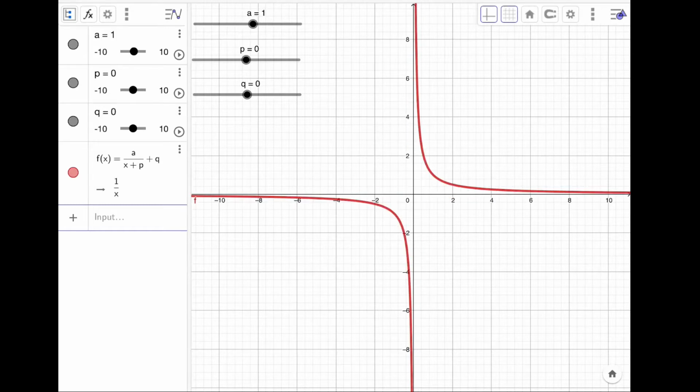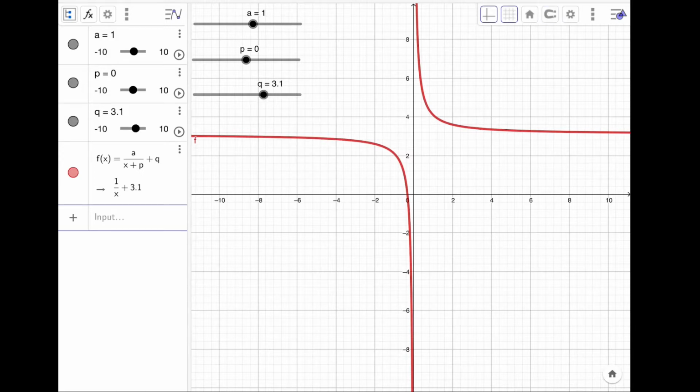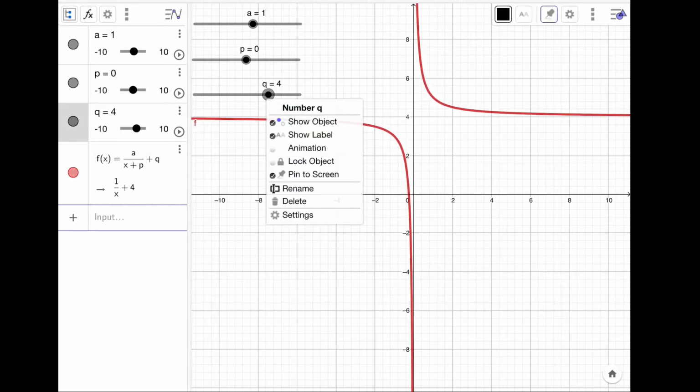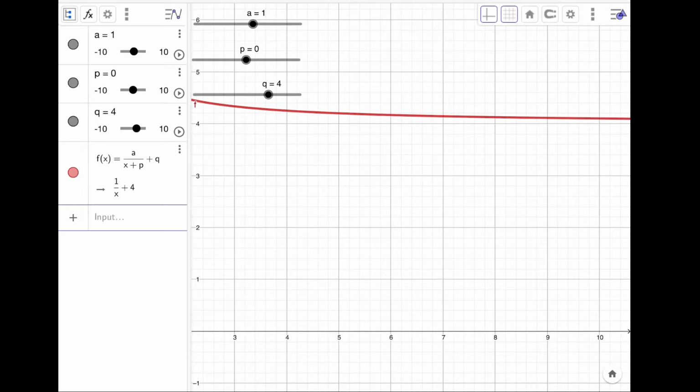Now let's look at Q. I'm going to come back to P because P is new for grade 11. If we look at Q, it's what we're adding on at the end. If you remember from last year, it gives us our horizontal asymptote and it shifts our graph up and down. So let's double check that it does that. As I increase Q, notice my graph moves up, and you can see there should be an asymptote running there. When I go to 4, for example, you can see the graph is getting closer and closer to 4. But if we zoom in, notice it's not quite reaching 4.